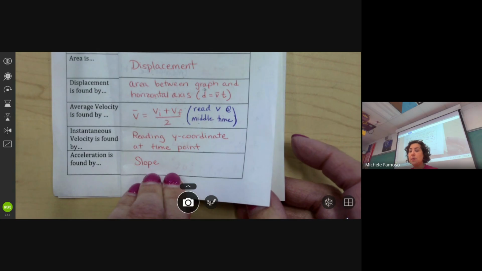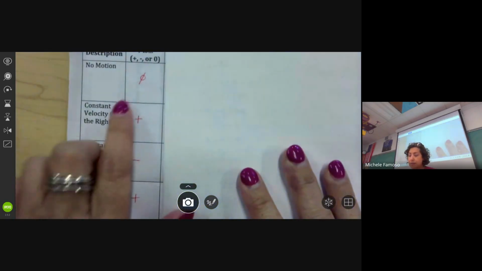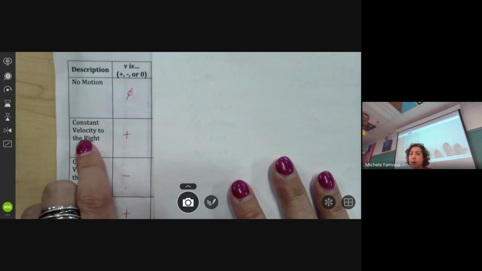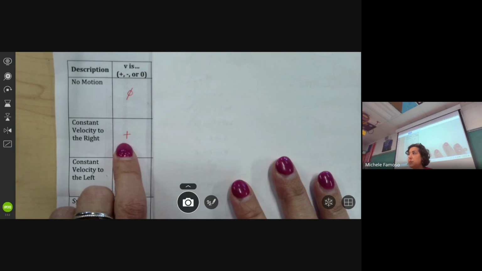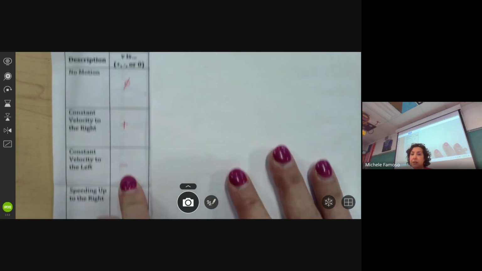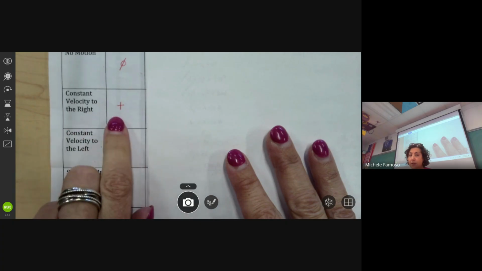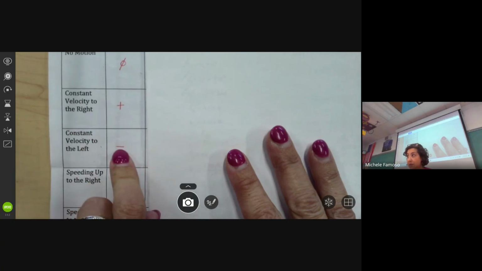All right, let's go to page 31. I'm going to go column by column, okay? So let's start with the velocity column. If you're not moving, your velocity is 0. If you have a constant velocity to the right, the word right tells you the velocity is positive. If you're going to the left, that means your velocity is negative. Doesn't matter whether it's constant or not. Right means positive velocity. Left means negative velocity.